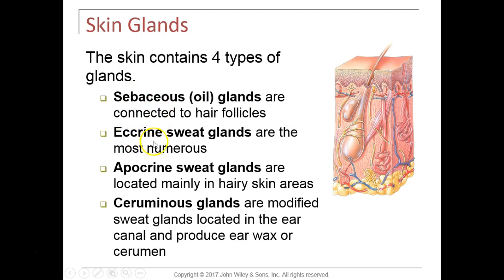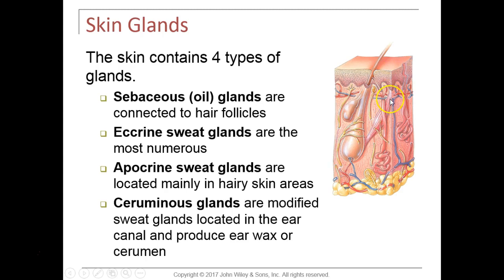The eccrine sweat glands are the most numerous of the sweat glands, which you see here in the picture. This little coiled looking little tube, that represents an eccrine sweat gland. It has a sweat duct that goes to the surface of the body and empties sweat or perspiration to the surface of our body, which is involved in thermoregulation.